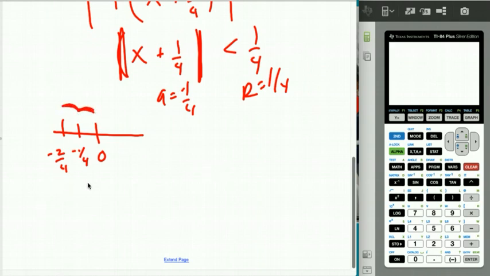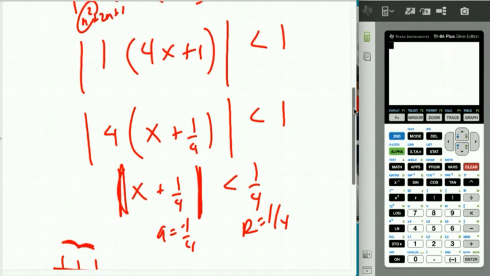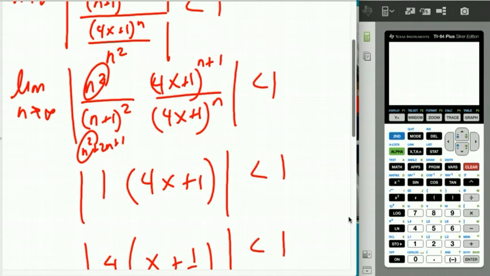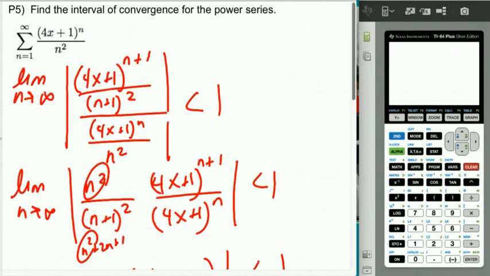So I'm basically testing my endpoints, right? So I'm going to test the ends. Well, the two ends are 0 and negative 1/2. So I test x is negative 1/2, and I test x is 0, right? Cool. So when I do that, let's go get the series from the top because I'm too lazy to write it.